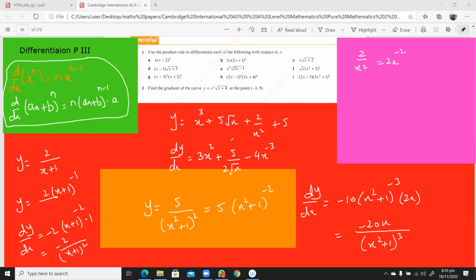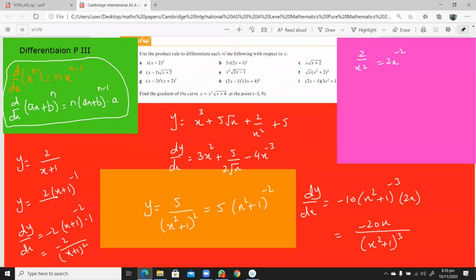Okay, now when we move from the P1 differentiation to the P3 differentiation, we have questions like these. If you look at this exercise, you have products over here, like x into x minus 2 raised to power 5, or 5x into 2x plus 1 to the whole cube. In this E part, there is x cube into the square root of 2x minus 1.